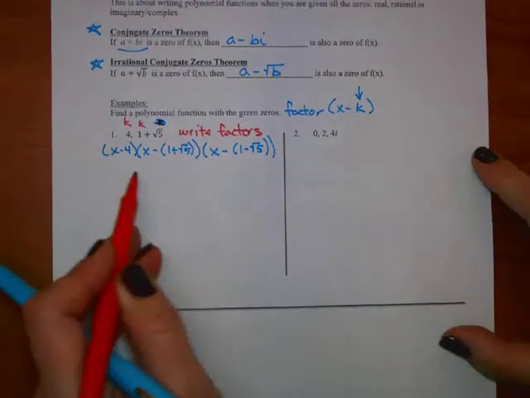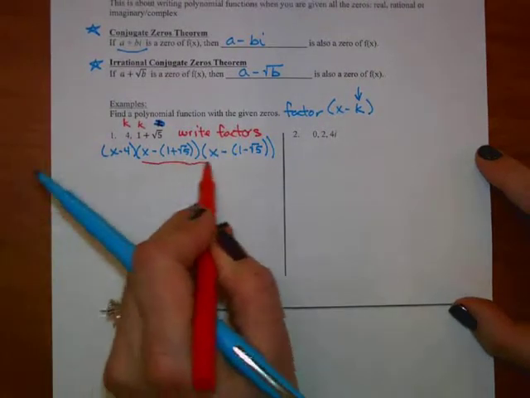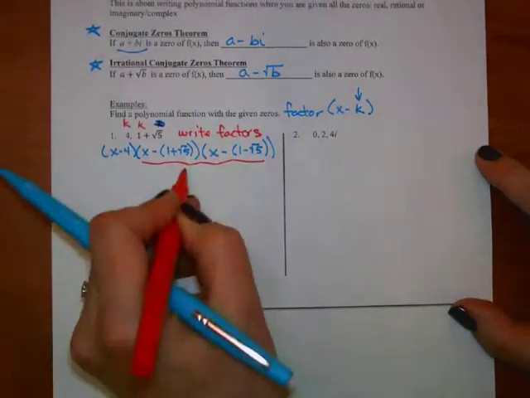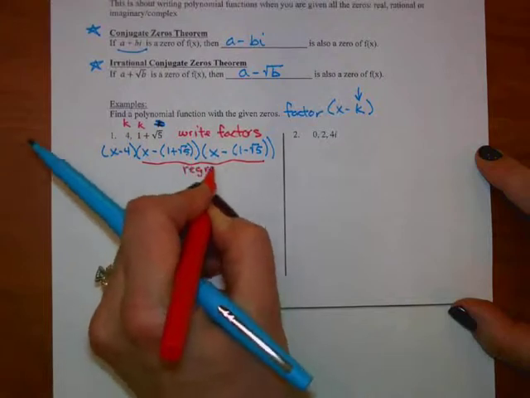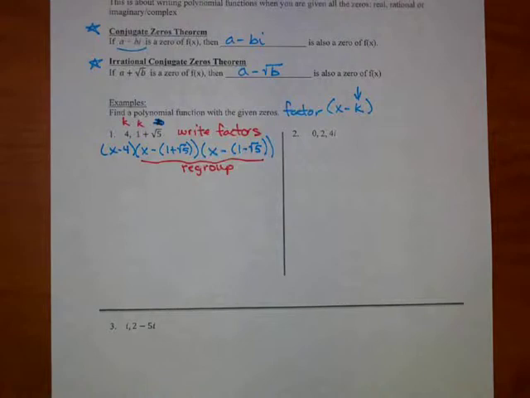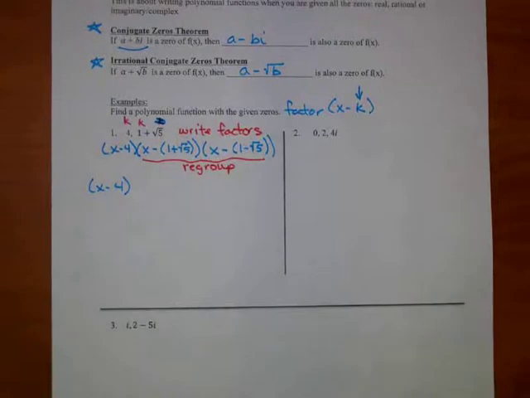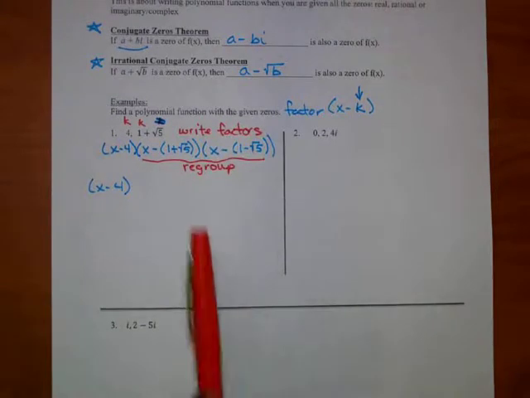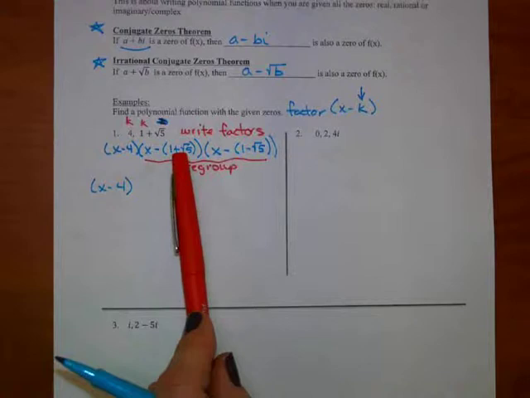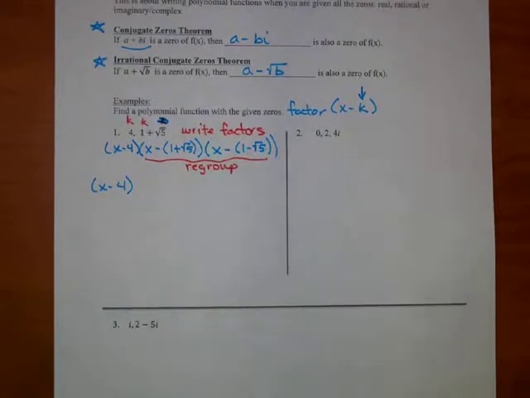Now, the first thing we do, this looks really yucky, it's not too bad, is you look at these right here, and we're going to regroup them to make it easier to work with. So I keep the x minus 4. And what do you notice here? You have x minus 1 plus the square root of 5 and x minus 1 minus the square root of 5. I can regroup like this.